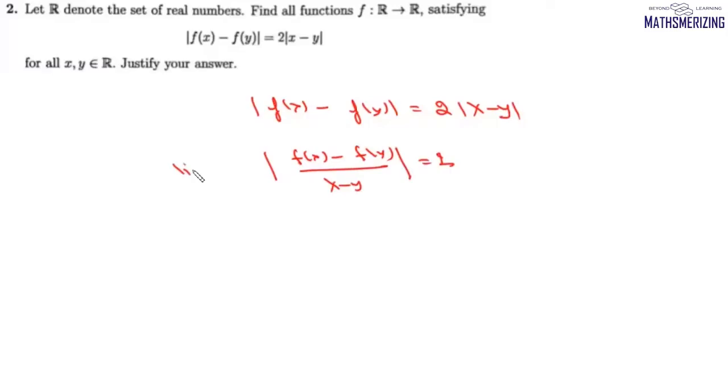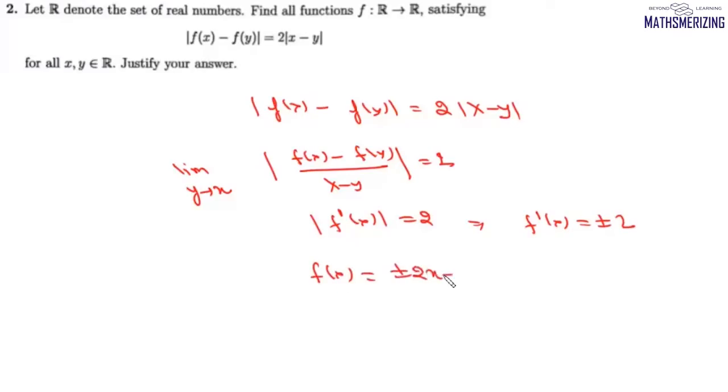and if we take this limit y tends to x, then we get mod of f dash x equal to 2, or we can write f dash x equals plus or minus 2. Now we'll integrate this function. We can write this as f(x) equals plus minus 2x plus c.